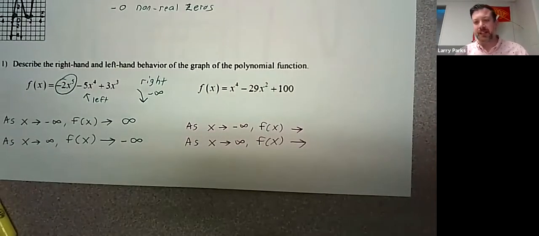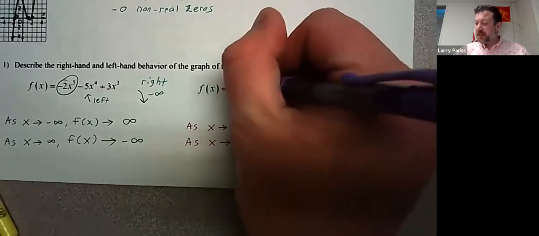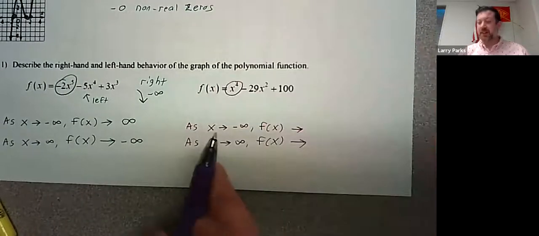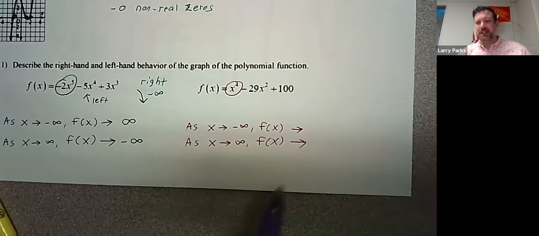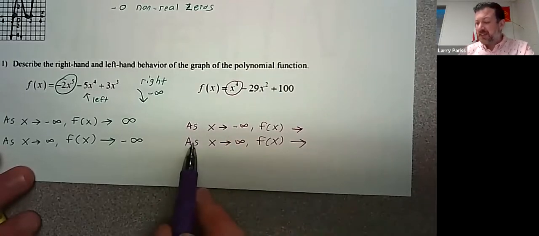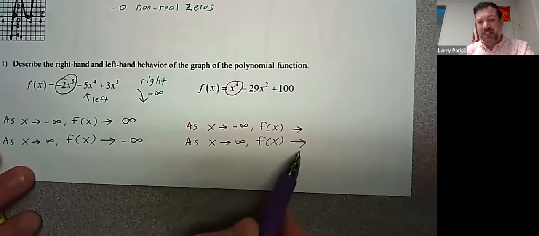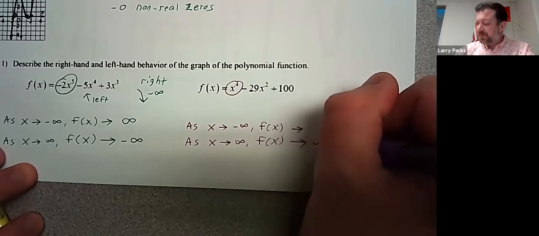You identify the leading term. It's usually the one in front, but not always. It's the one with the highest degree. Remember, degree is your highest exponent. So it'd be this one. You look at the number in front, it's a 1. 1 is positive. That means it goes up on the right. So because it goes up as you go to the right, you're going to put positive infinity.